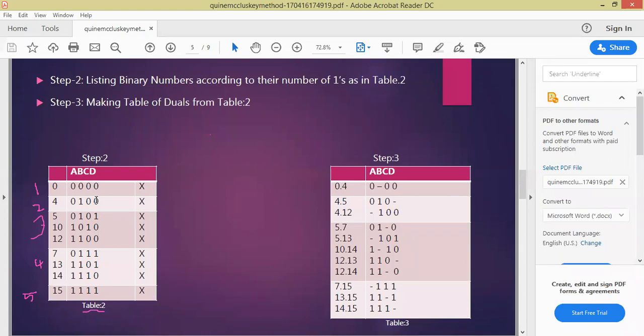Fine. The next step is to make a table of duals from table 2. In other words, we will try to group these groups by comparing them, and in the comparison there should be only one difference in their binary representation. If we consider 0 and 4, 0 is 0 0 0 0, whereas 4 is 0 1 0 0. So there is one difference, in the position of B. I'll just highlight it.